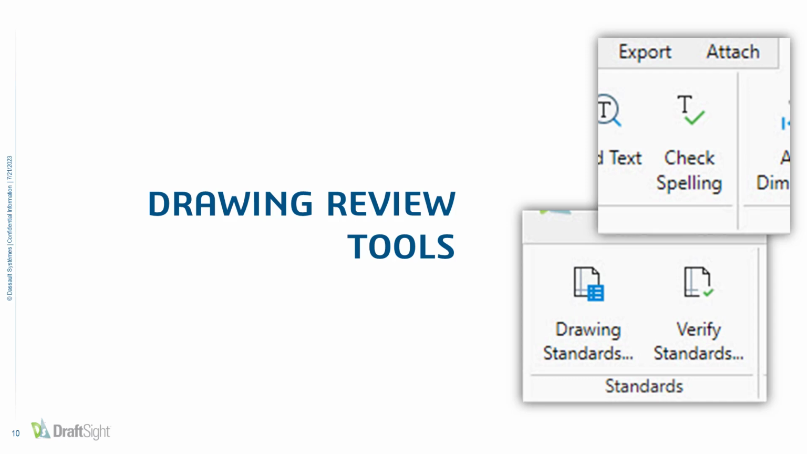Coming in at number 7, we have drawing review tools. This is kind of a 2-for-1 topic, actually. I'm going to be talking about the check spelling command, which is self-explanatory, where it runs a spell check on all of your annotative entities to make sure that you don't have any misspellings, as well as our drawing standards tool, which allows you to compare a drawing to a baseline that you've created as a drawing standards file to make sure that all drafting standards have been met. But first, we're going to start out with the check spelling tool.